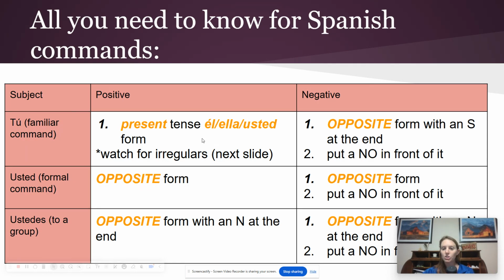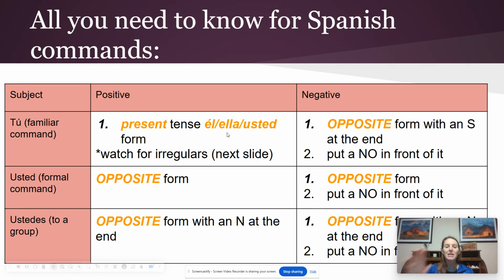If you remember, Spanish verbs create a pattern, right? The yo form has an O in it. The tú form has an S in it. The él, ella, usted form ends in that A or that E. The nosotros form ends in MOS. The ellos form, the they, ends in an N, and that pattern holds forever. So all you have to do to ask a friend to do something is just use the he or she form of the verb, no opposite necessary.